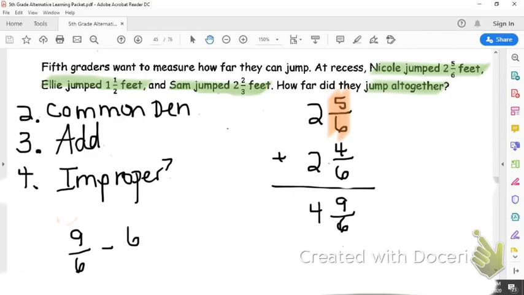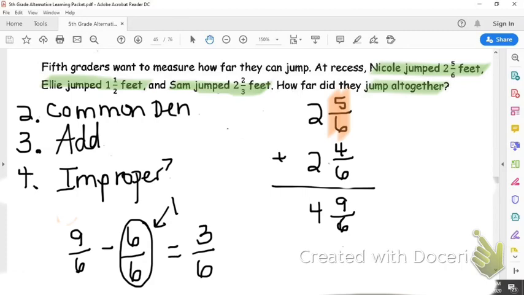9/6. Let's subtract out wholes until we get to a proper fraction. 9/6 minus 6/6 is 3/6. That's a proper fraction. This right here is 1 whole. That means that 9/6 is the same as 1 and 3/6. There's another way to do this.